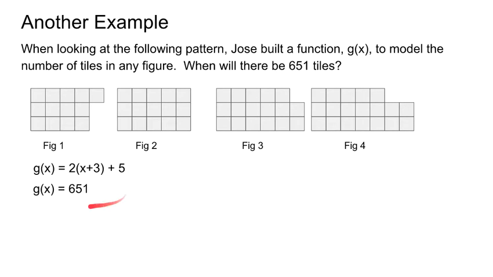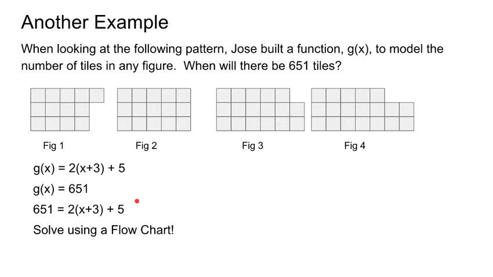So the question though says, when is g of x, which is the dependent variable, the number of tiles, when will that equal 651? So now we have g of x equaling this expression, and g of x equals 651, so we can set up the equation 651 equals 2 times (x plus 3) plus 5. These two things have to be equal to each other because they're both equal to g of x. Great, so now we have an equation, time to solve it.